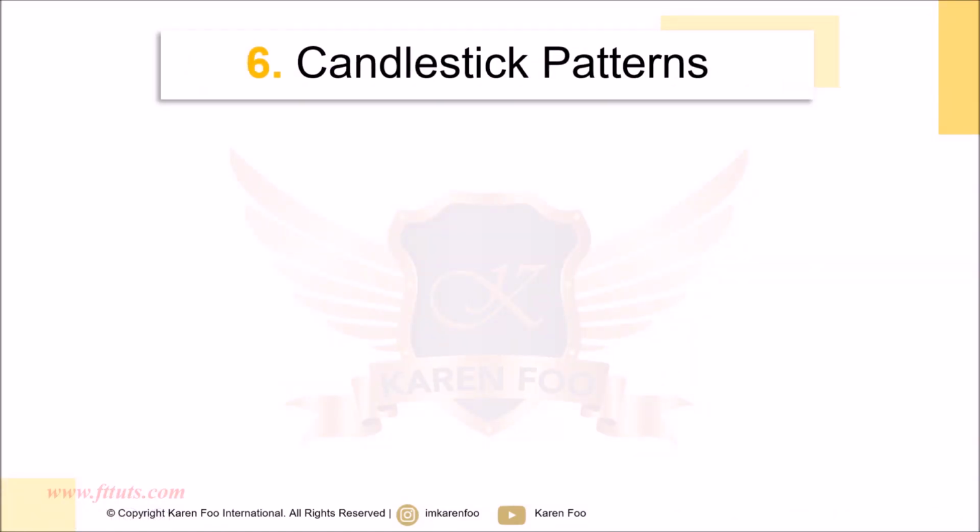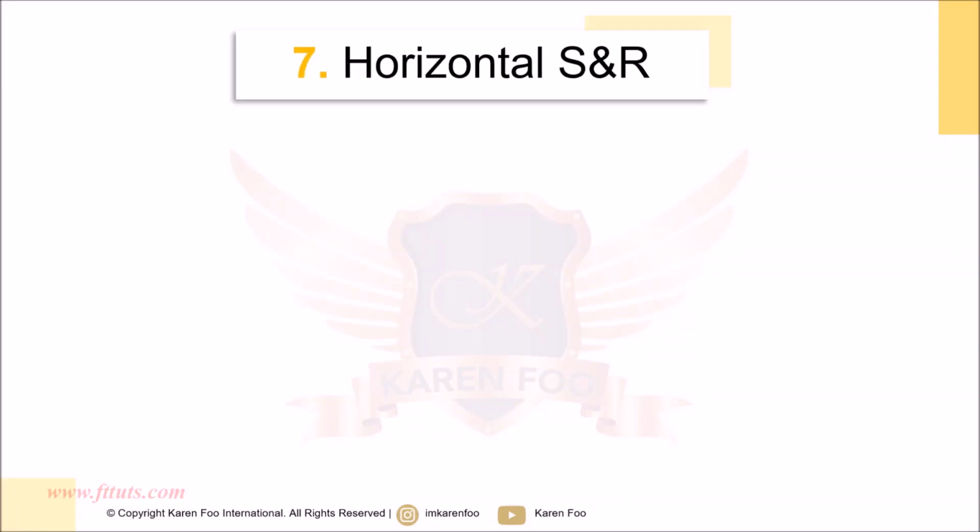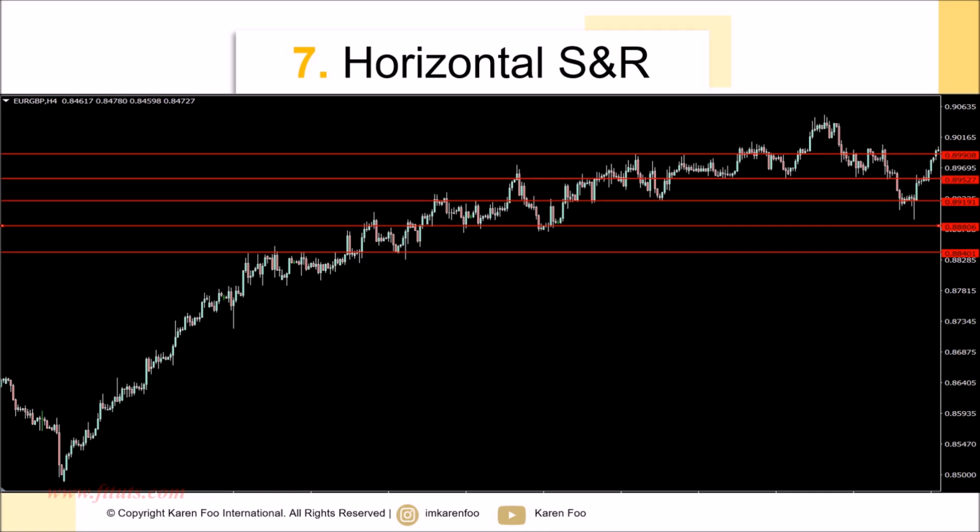Sixth way you can do that is through candlestick patterns. And candlestick patterns are basically emotional points, which you can also use as a support resistance. So for example, if you see a morning star pattern here, when you put a buy trade here, you can put a stop below the morning star pattern. And normally I'll put it slightly below, and then you can set a TP target at the recent resistance or the recent swing high. And the seventh way you can do that is through horizontal support resistance.